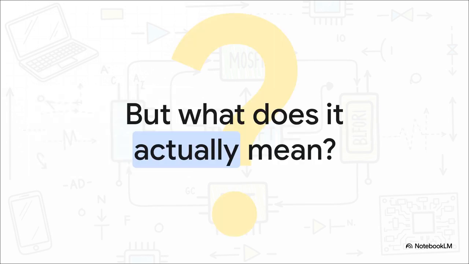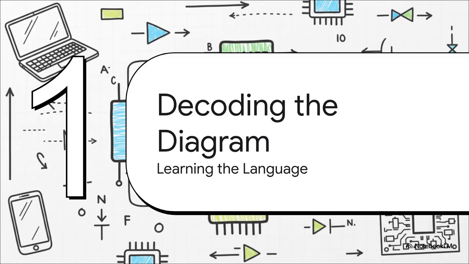So what on earth is this thing? What does it actually mean? You know, it kind of looks like a secret code, and today we're going to crack it together. Okay, so to understand the whole picture, we've got to start with the individual parts. We're going to break down this map symbol by symbol and learn the basic language of electronics.